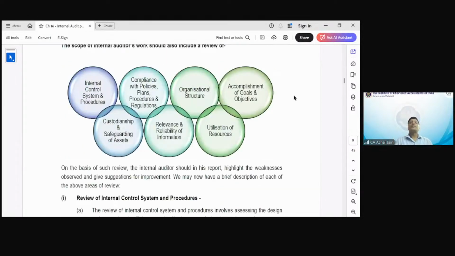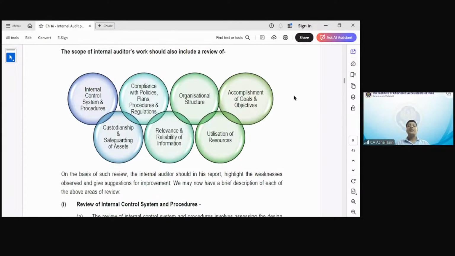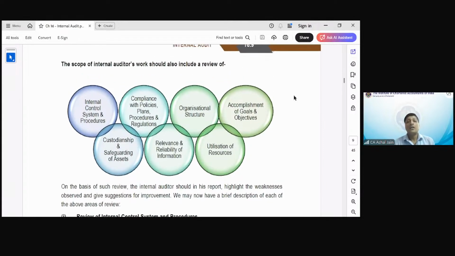Now, let's try to understand about the scope of internal audit. We have talked about it, that the scope of internal audit is quite wide. But still, if you look at some of the important aspects which are involved in respect of internal audit, what are going to be those?